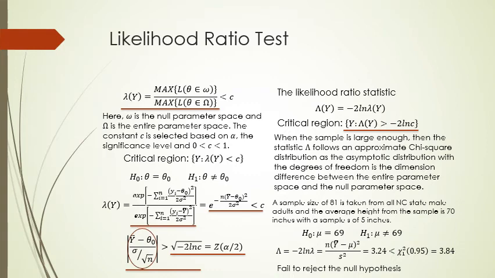Let's use the likelihood ratio test on the height example in lecture 8. The likelihood ratio statistic is this, which is 3.24. Since the dimension difference is 1, the statistic approximately follows a chi-square distribution with 1 degree of freedom. At a 5% significance level, the critical value is 3.84, which is larger than the statistic. Thus, we fail to reject the null hypothesis.